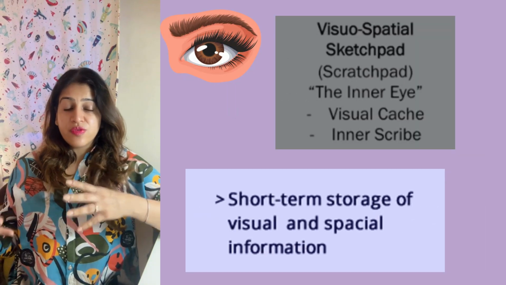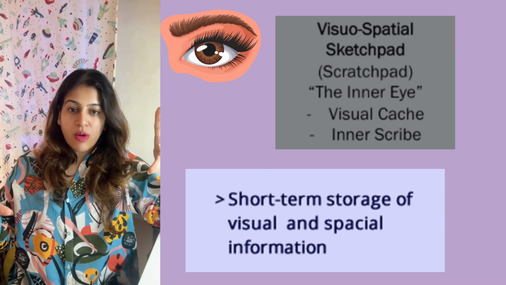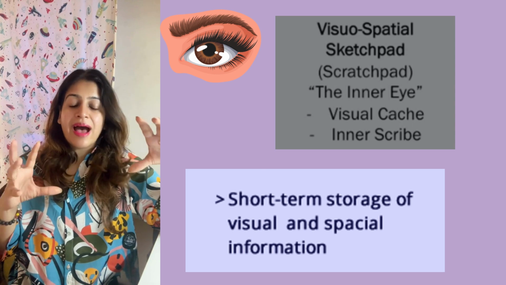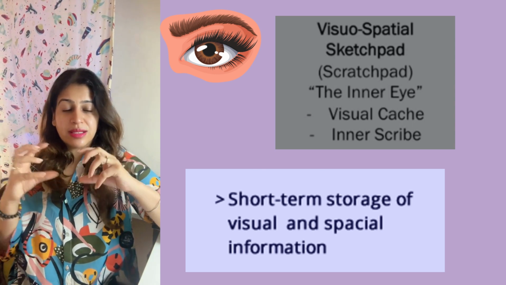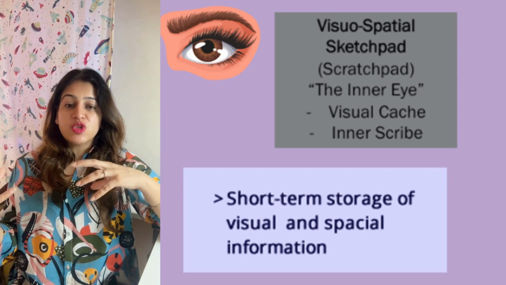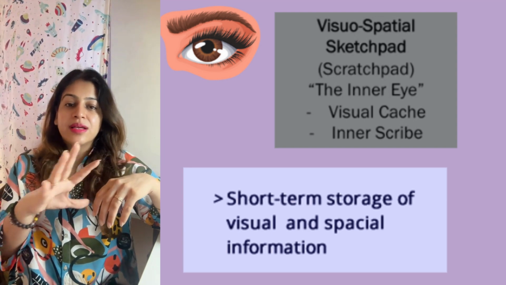Then there is the visual spatial sketchpad. Anything that you are seeing around yourself, anything that is in your vision, comes under the visual spatial. This is a short-term storage memory holder. The visual spatial sketchpad is used to hold on to the short-term memory of everything that you see.